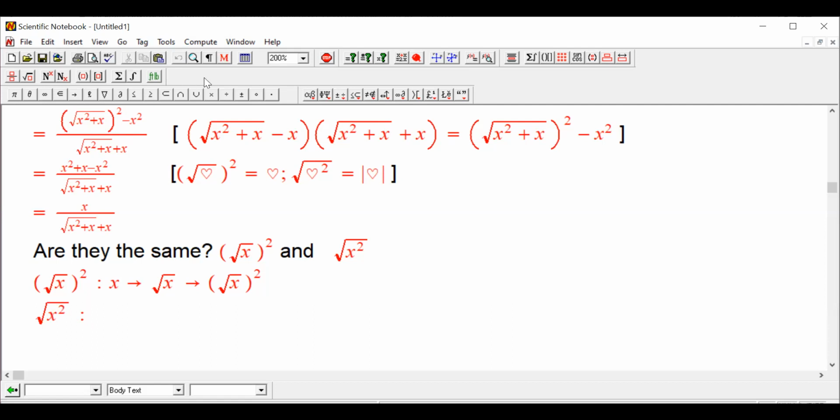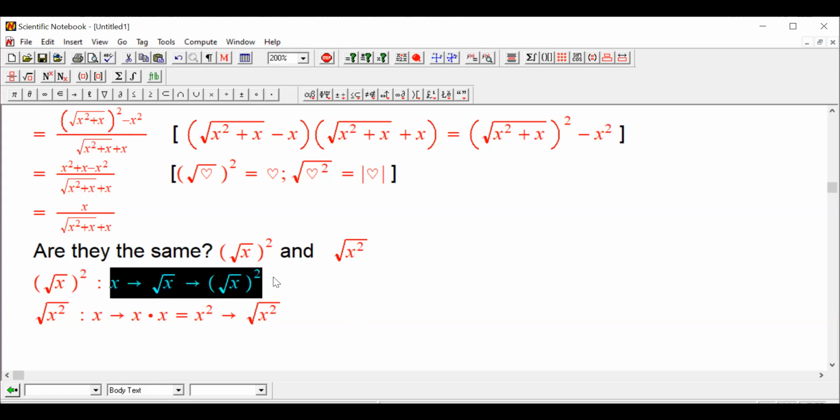The latter expression is different. Once the input is given, the input will be multiplied by itself, which is x squared. So we get x squared. After we get x squared, then we take the square root of x squared. So that's the order of operation. And we understand the rule or the function determines domain and range.